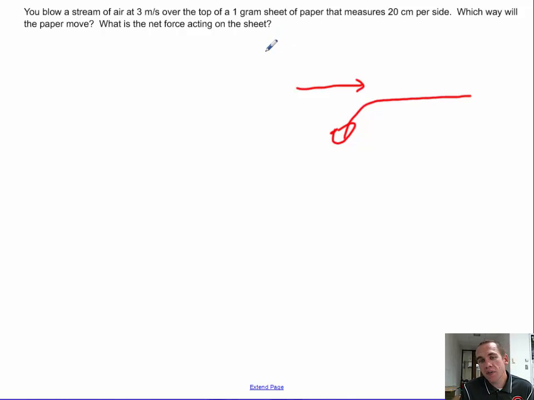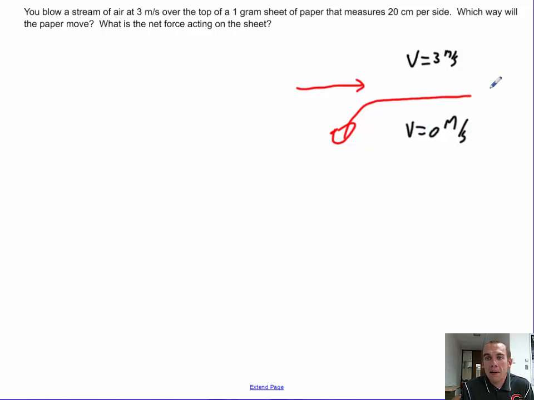First things first, Bernoulli's equation and Bernoulli's principle basically say the same thing. They say the faster a fluid moves, the less pressure it exerts. Where the velocity is high, the pressure is low. Where the pressure is high, the velocity is low. So up here we have a high velocity, 3 meters per second. Down here we have a low velocity. We're assuming the air down here is stationary, that's 0 meters per second.